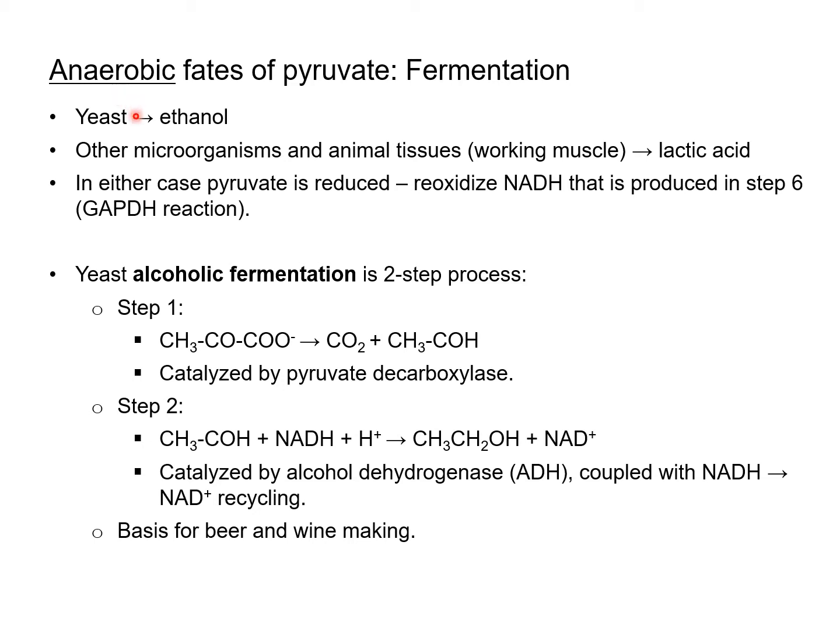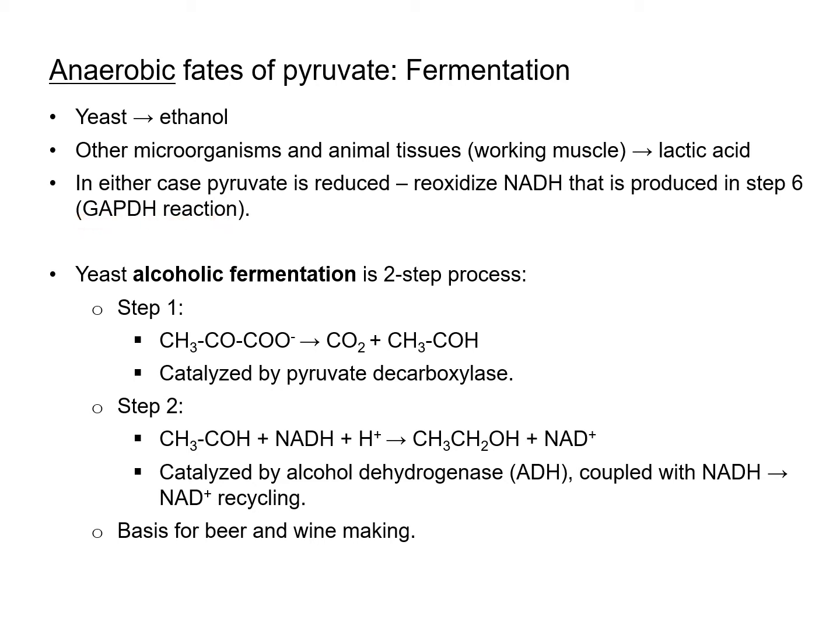In the case of yeast, it converts the pyruvate into ethanol, and in other microorganisms and animal tissues, especially hard-working muscles, the pyruvate is converted to lactic acid through the fermentation pathway. And in both cases, the pyruvate is reduced, and that makes possible the reoxidation of the NADH that is produced in step 6 of glycolysis by the GAPDH reaction.